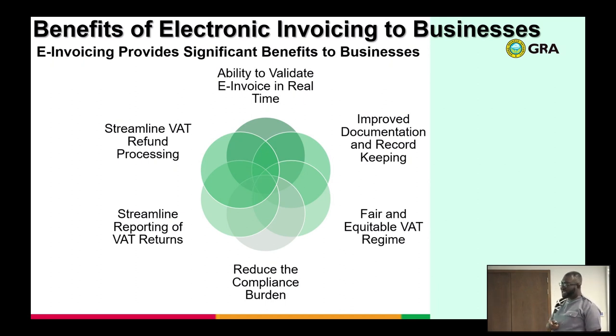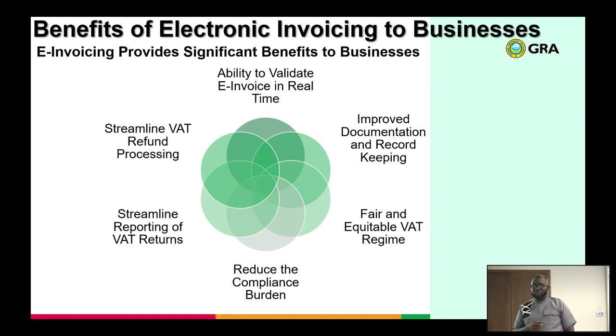One of the concerns we've heard is that the current manual regime does not allow a lot of taxpayers to come on board, because it becomes very difficult for GRA to identify all the taxpayers that are registrable and bring them on board. So we want to create a fair and equitable VAT regime. What this system does is allow us to identify those taxpayers that are not issuing invoices, or that are registrable and need to be brought on board. So this will, to a large extent, help to create a fair and equitable VAT regime.